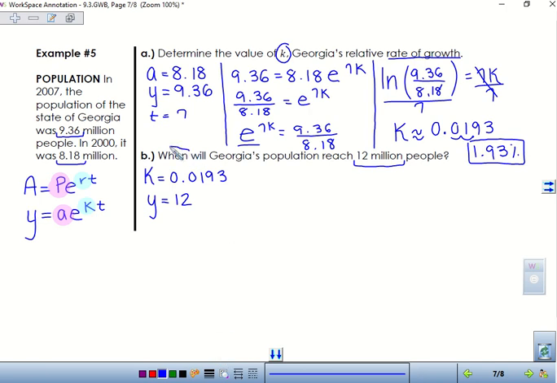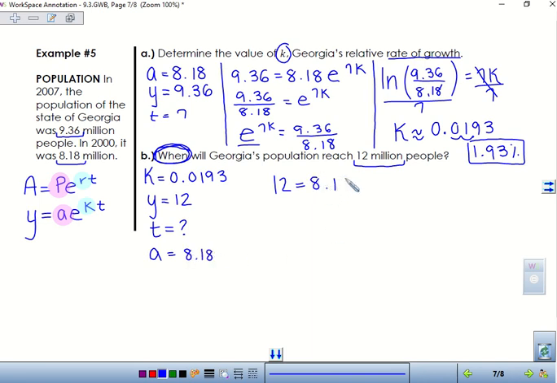So when? If we want to know when, we're trying to find what? T. We want to know what T is. So we have enough information now to plug into our formula. So 12 is equal to, oh wait, we forgot one thing. Little a, we already know what little a is, right? The initial, which is 8.18.